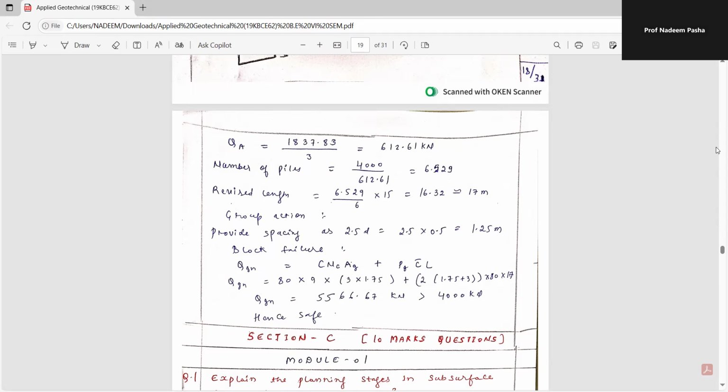Block failure QGN is equal to C into NC into AG plus PG into C bar L. So your QGN is equal to 80 into 9 into 3 into 1.75 plus 2 into 1.75 plus 3 into 18 into 70. So your QGN is equal to 5566.67 kilonewton, which is greater than 4000 kilonewton. Hence, it is safe. I hope now it is clear to you.